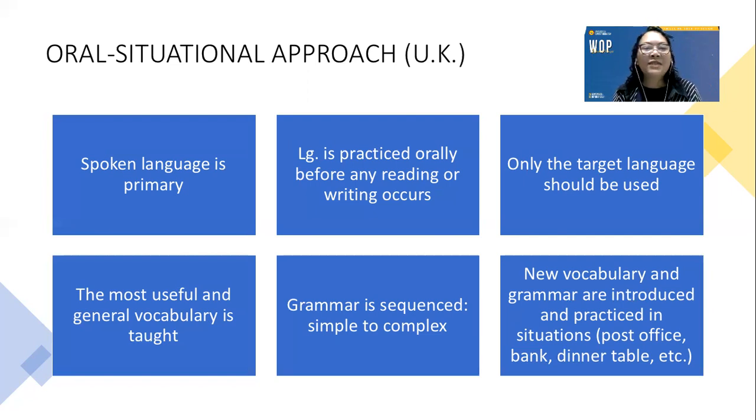Smyrna, are you there? Please read. Yes, ma'am. Oral situational approach UK. Spoken language is primary. Language is practiced orally before any reading or writing occurs. Only the target language should be used. The most useful and general vocabulary is taught. Grammar is sequenced simple to complex. New vocabulary and grammar are introduced and practiced in situations: post office, bank, dinner table, etc.